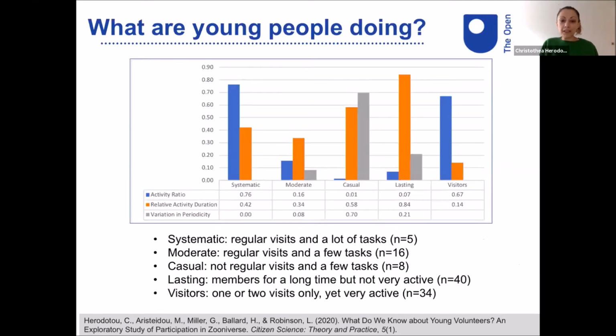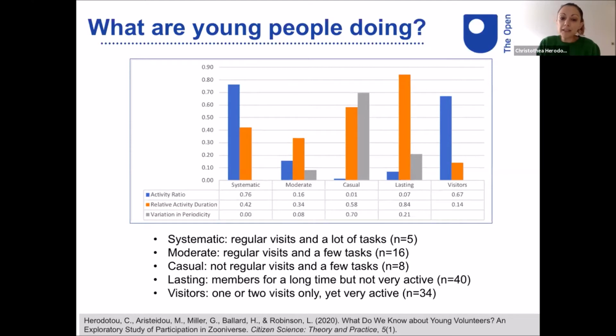Now, perhaps the most interesting part of this analysis was the cluster analysis Maria did, which in a way grouped our participants, the youth we engage with, into profiles. So 5 profiles came up from this analysis. The systematic profile is users with regular visits on the platform and very active. They do a lot of tasks. Yet, as you can see in the parentheses, only 5 young people were in this group.